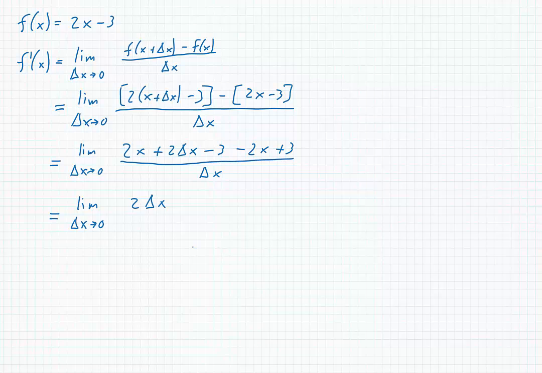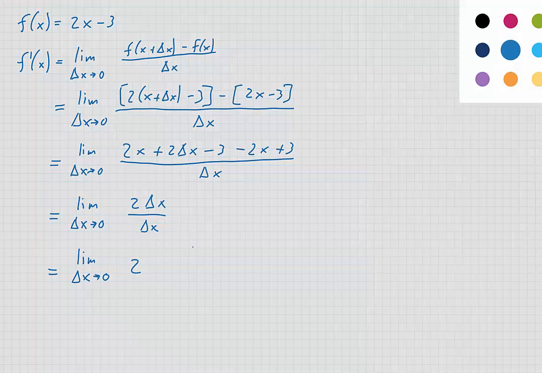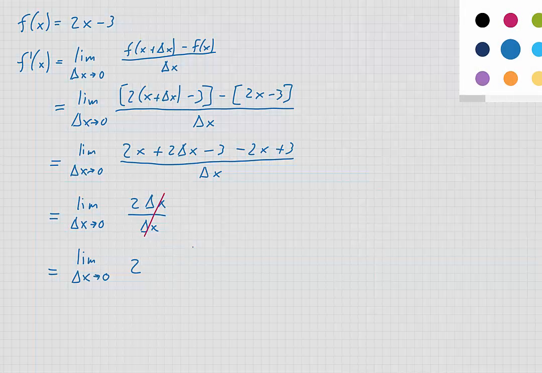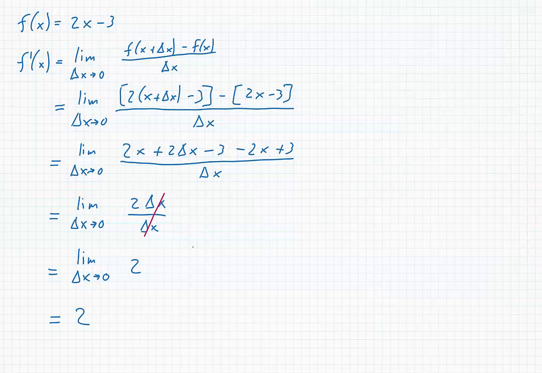We have a positive 2x and a negative 2x. We have a negative 3 and a positive 3. That's all that survives. That's still over delta x. But now we have a delta x as a factor, numerator and denominator. So this is the same thing as the limit as delta x approaches 0 of just 2. That is after we cancel those delta x's. And the limit of a constant is just that number. So f prime of x is equal to 2, exactly the result that we expected to get.